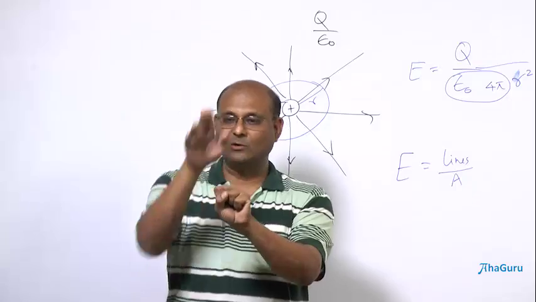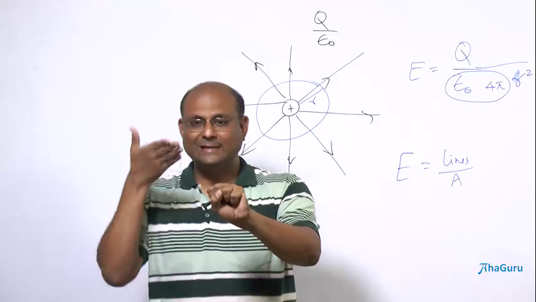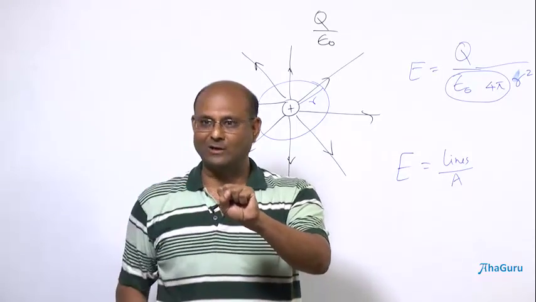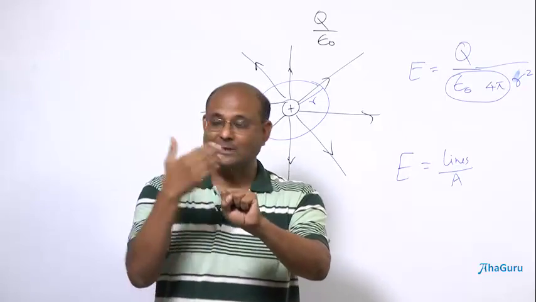So if this charge sends out lines, how many lines? Q by epsilon naught. Why Q by epsilon naught? That is why it's called Q. If you are 2 coulombs, you will send out 2 by epsilon naught. If you are 1 coulomb, you will send out 1 by epsilon naught. If you are 1000 coulombs, 1000 by epsilon naught.